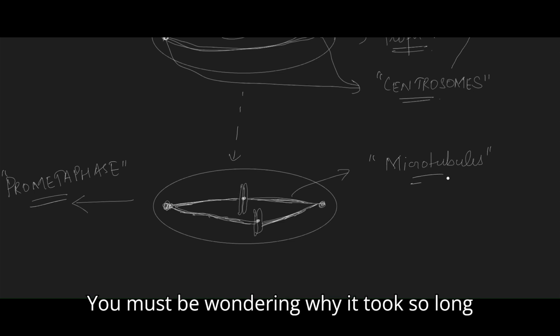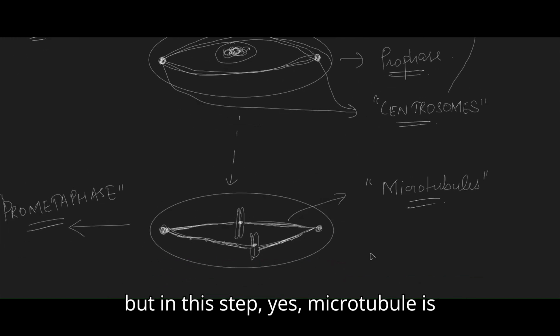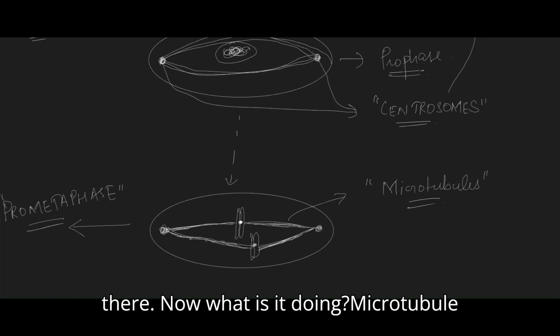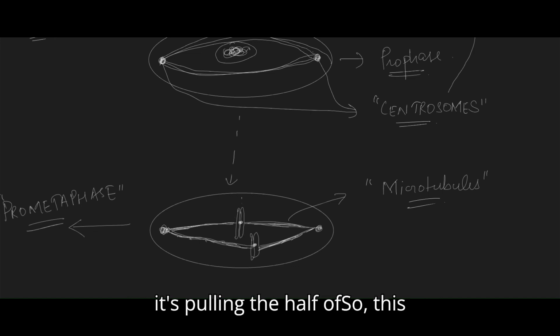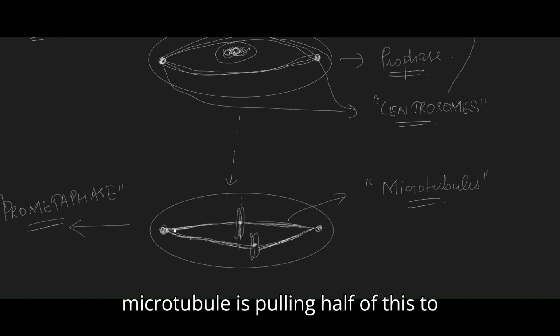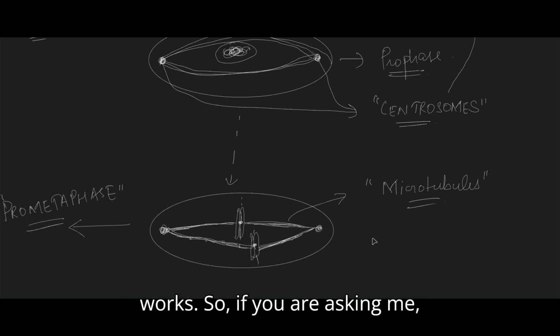You must be wondering why it took so long to come. It's not there in the earlier step, but in this step, yes, the microtubule is there. Now what is it doing? The microtubule is basically pulling this genetic material to each half. This microtubule is pulling half of this to the side, and this microtubule is pulling half of this to the other side. This is how it works.